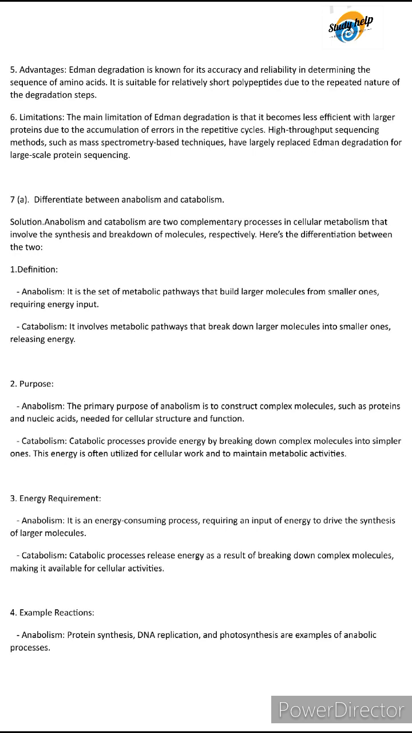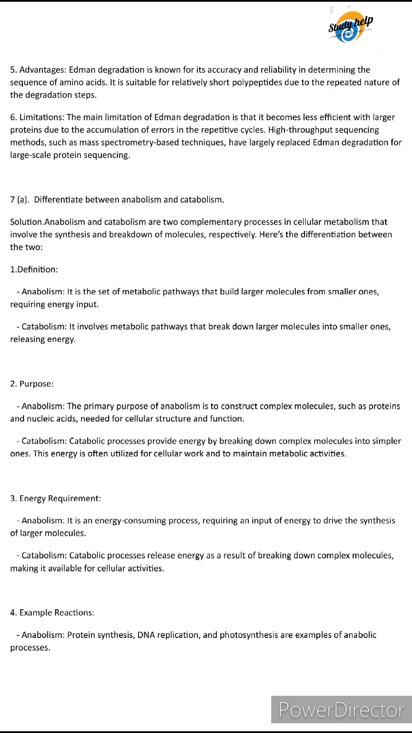7a. Differentiate between anabolism and catabolism. Solution. Anabolism and catabolism are two complementary processes in cellular metabolism that involve the synthesis and breakdown of molecules, respectively. Here's the differentiation between the two.